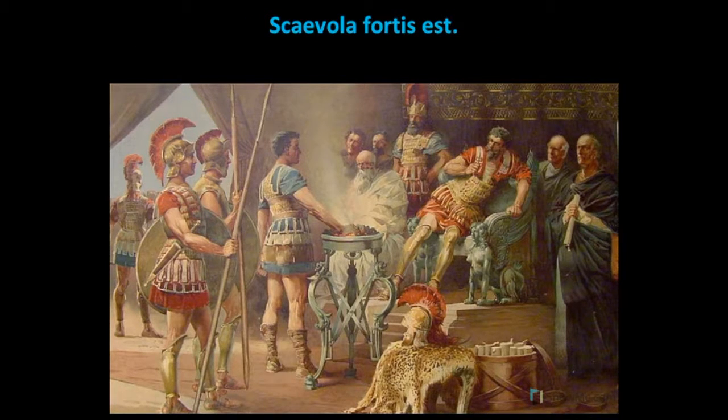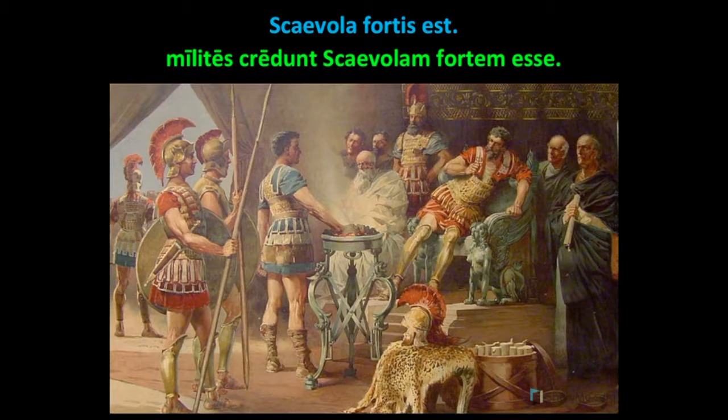Scaevola fortis est. Scaevola is brave. Again, a familiar enough sentence construction. Subject, verb, and predicate. Here is another related sentence, and see if you can point out the differences. Milites credunt, Scaevolam fortem esse. What do you notice is different here?